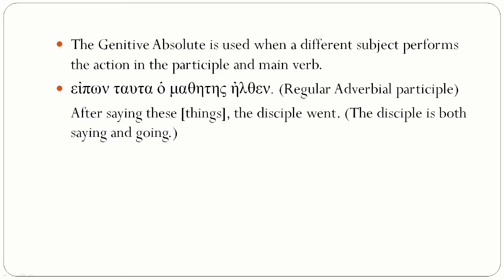After saying these things, the disciple went. Another way to say this is, after the disciple said these things, the disciple went. The disciple is both saying and going. If you wanted to make it super clear, you could put the disciple on both of them, but you don't need to, and normally we don't. It's kind of understood. After saying these things, the disciple went. The disciple is doing both the saying and the going.